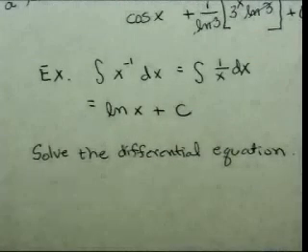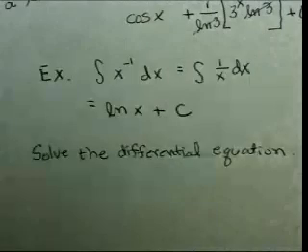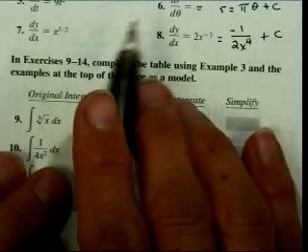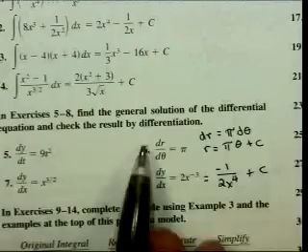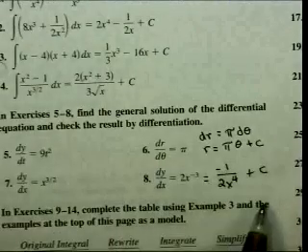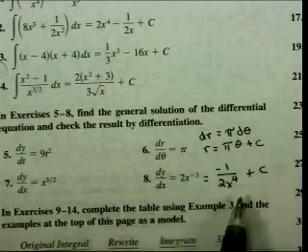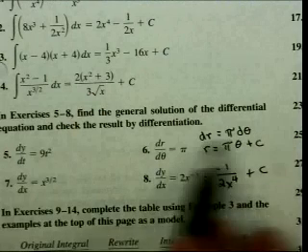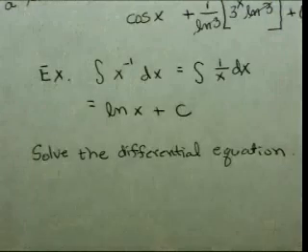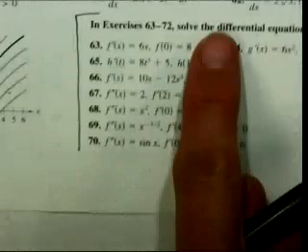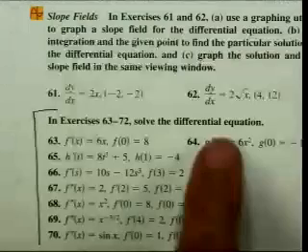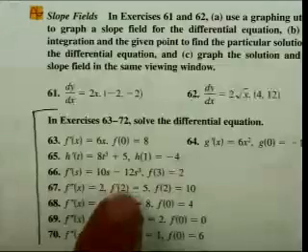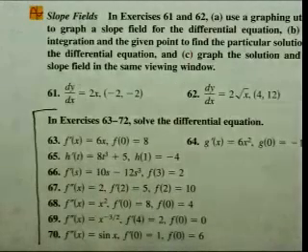Actually, 5 through 8 had said find the general solution of the differential equation, and that's why our answers had that plus a constant. That was the whole family of solutions, or the whole family of antiderivatives. In number 63 to 72, it just says solve the differential equation. So it gives us the information that we need in order to find out what that constant is.